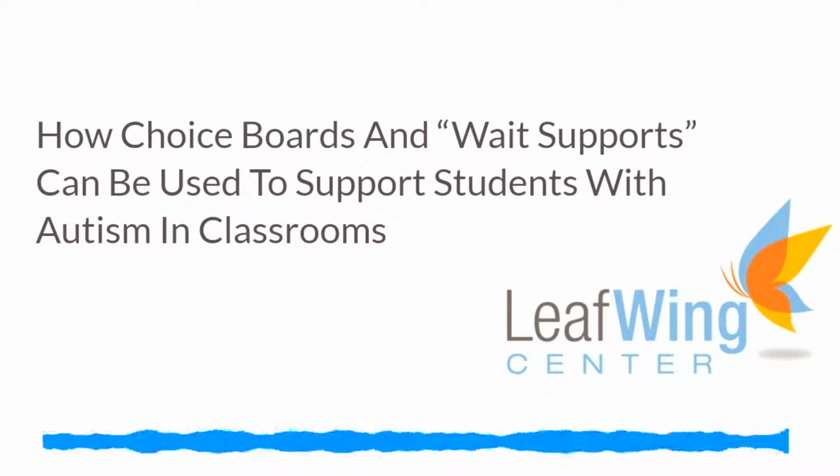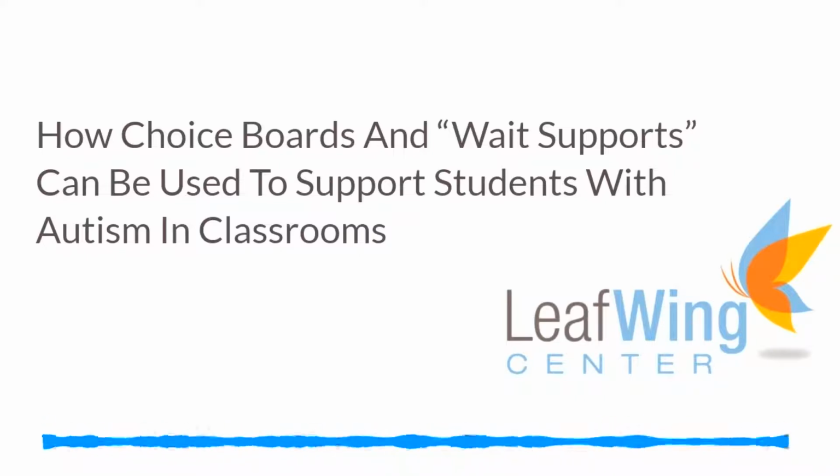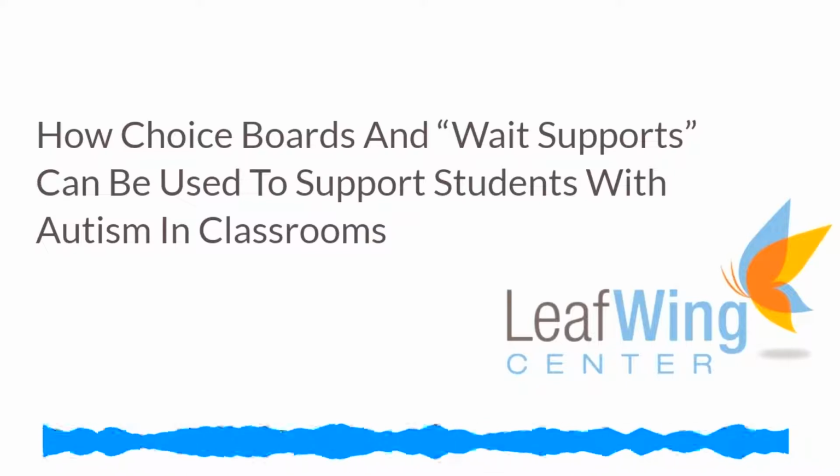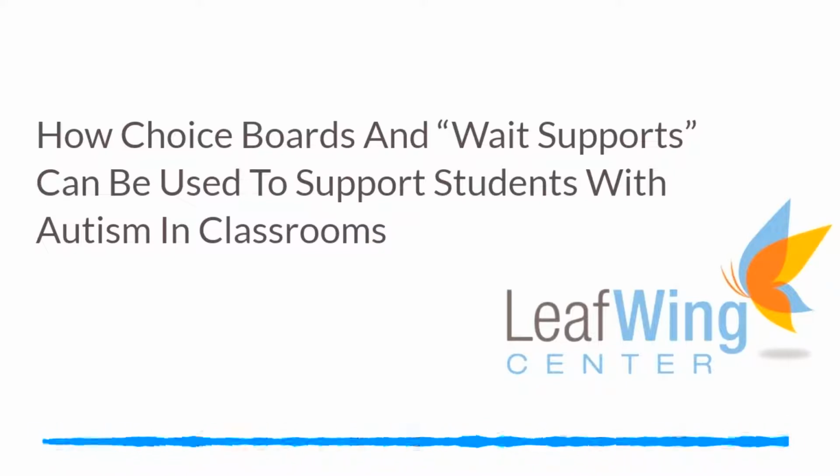Similar to choice boards, waiting supports are another visual strategy or tool that can be incorporated throughout the school day. As we know, waiting is a difficult skill for many children, with or without disabilities. But for students with autism in particular, waiting typically presents problems because they have limited ability to delay gratification and comprehend the concept of waiting.